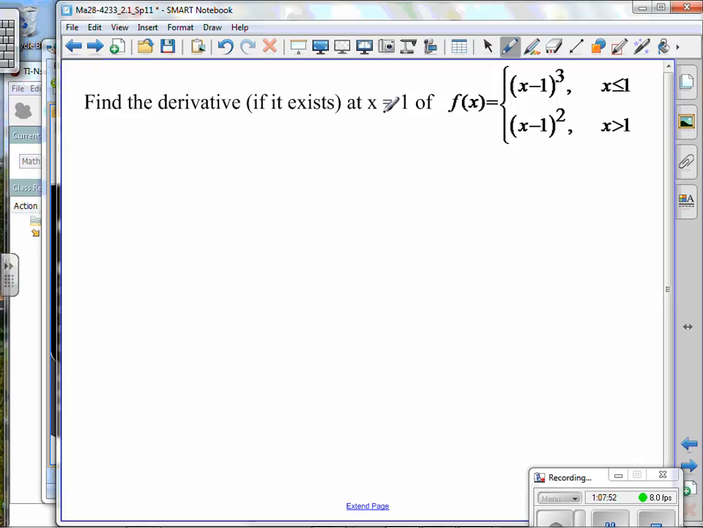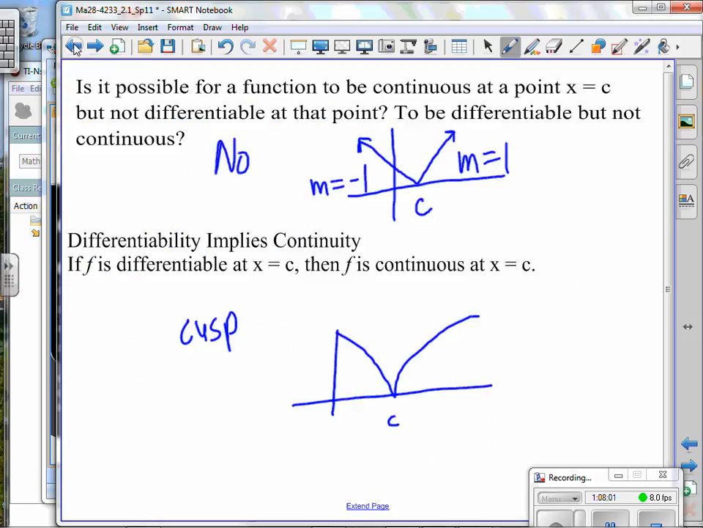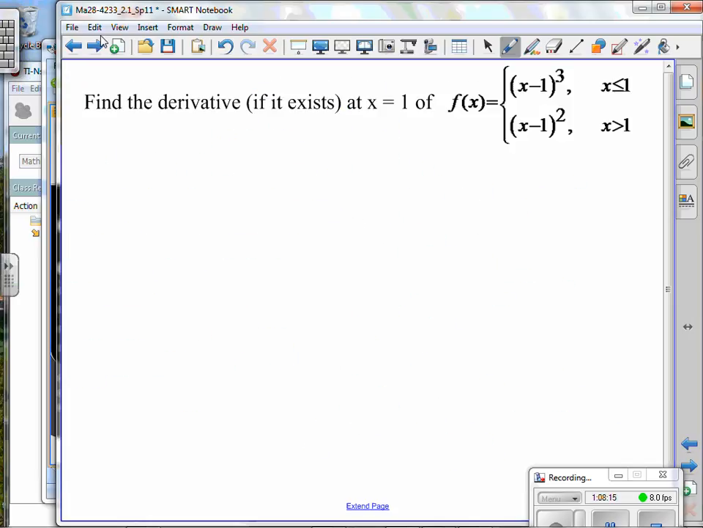Now the question is, does the derivative exist there? Keep in mind, this statement doesn't say that just because it's continuous, the derivative exists. It says that if the derivative exists, we know it is continuous, but nothing goes the other direction on here. So we need to determine the derivative at 1.